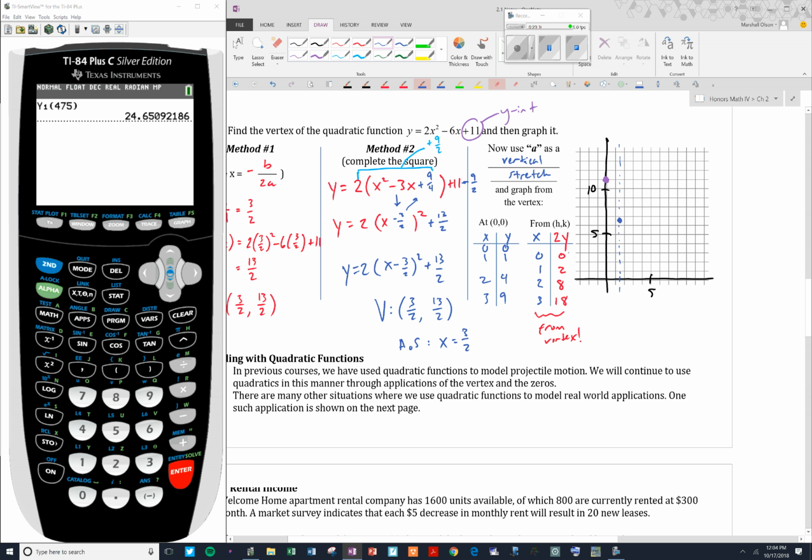Now from that point, I'm going to use that table right there. I'm going to go right 1, up 2. I'm also just going to reflect my y-intercept over. There it is right there. And then I'm going to go over 2, up 8. 1, 2, 3, 4, 5, 6, 7, 8, about right there. And we have a pretty good idea of what this graph looks like. It's narrower than the parent function because of the vertical stretch of 2.